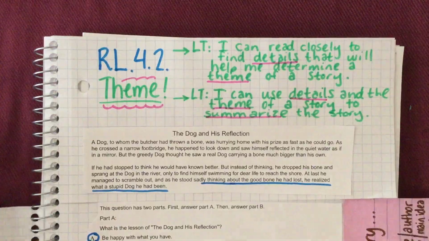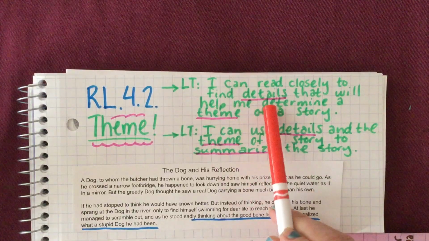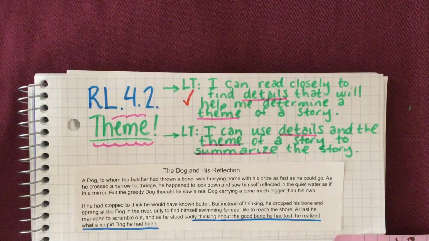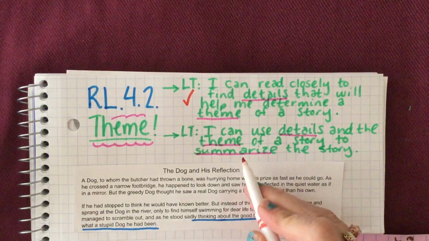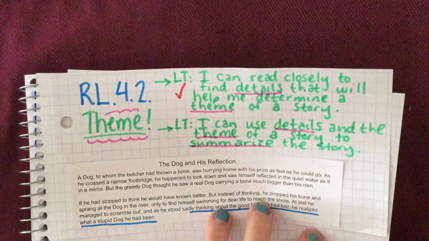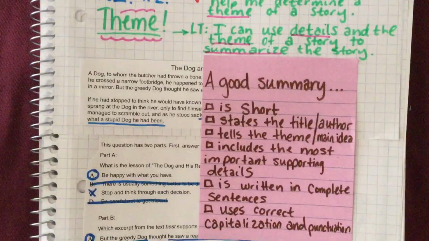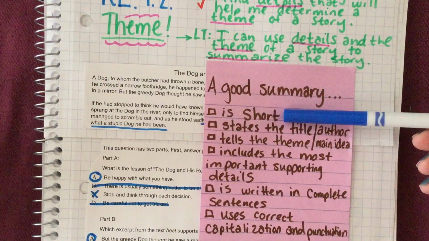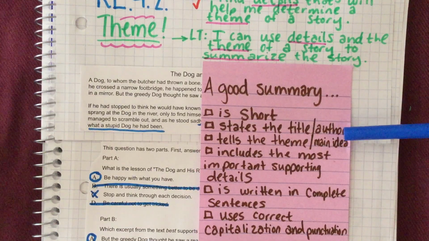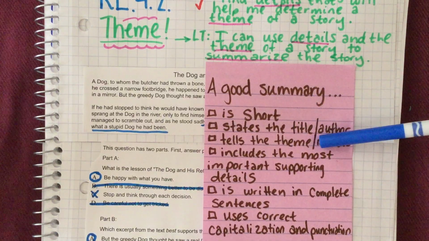So let's go back to our targets. Did we read closely to find details that will help us determine the theme of a story? We sure did. Now, we are going to use those details and the theme to summarize the story. Now, remember, a good summary is short. It states the title and author. That's a huge one, because if you just start spouting off the theme and the details without telling us the title, we don't really know what you're talking about.